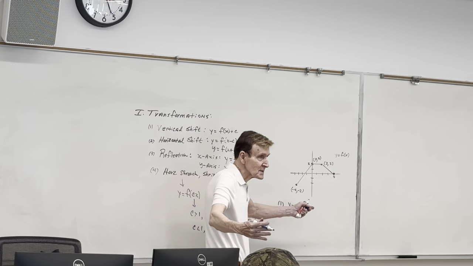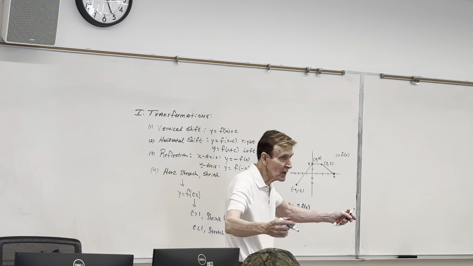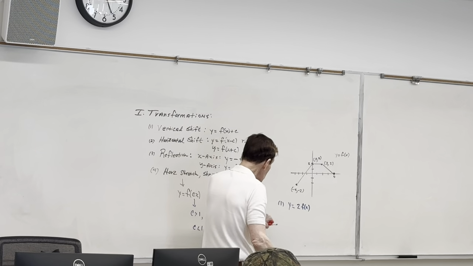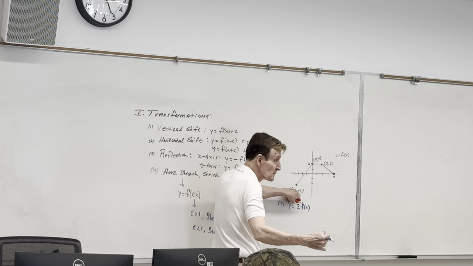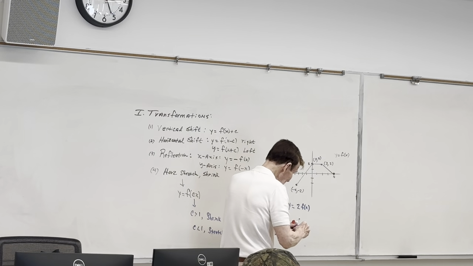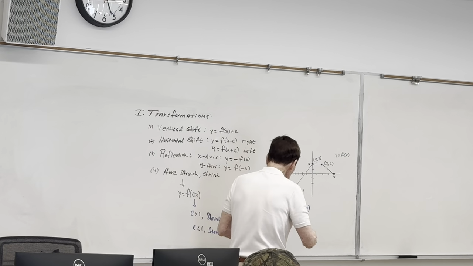2 times f of x. Multiply all the y values by 2. I can do that in blue quickly. I start here, multiply my y value, which is -2, becomes -4. That means it's going to make this work for me.